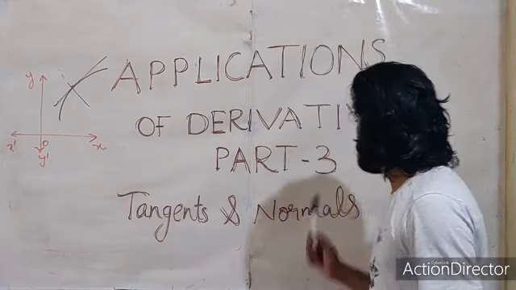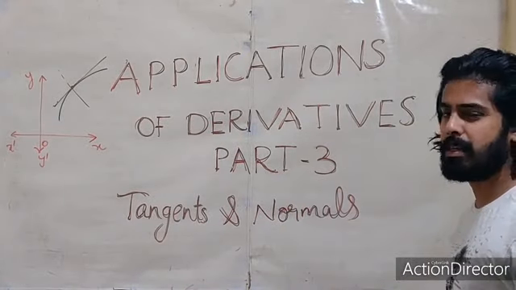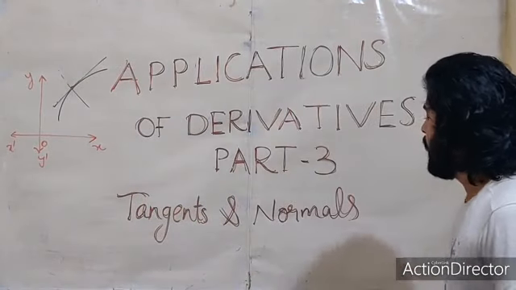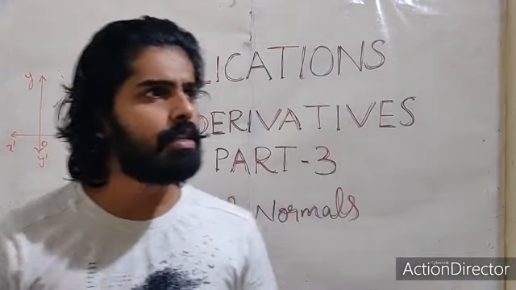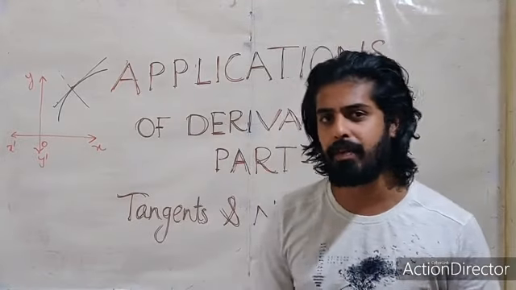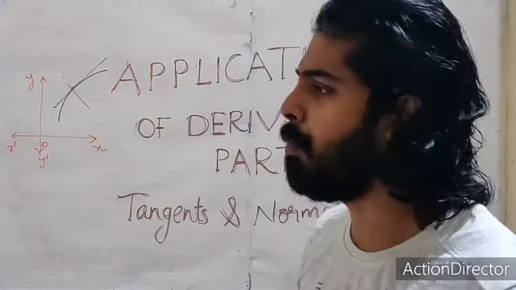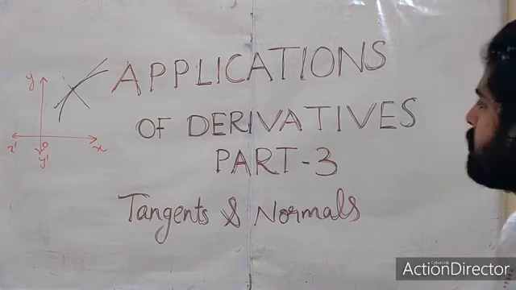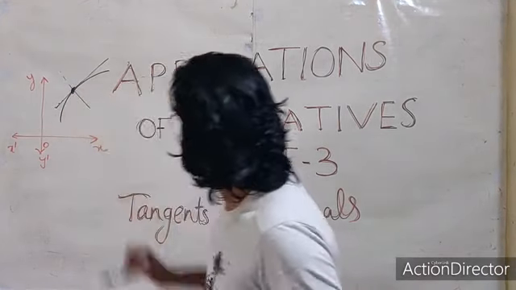This is the third part of the chapter, Applications of Derivative. In this part, we will be discussing tangents and normal. In the previous classes, we already explained the geometrical meaning of derivative. Do you remember that? What is the geometrical meaning of derivative? Geometrically, the derivative means slope of the tangent to the curve at any point.